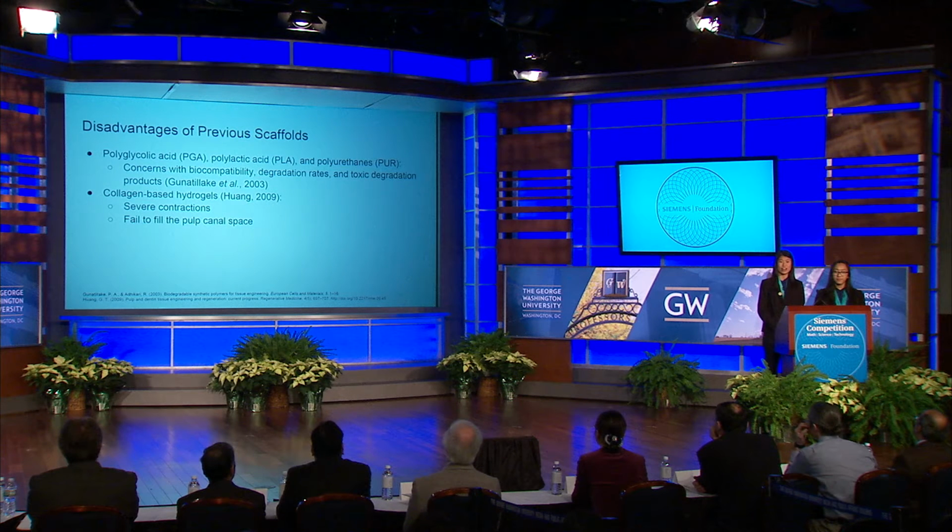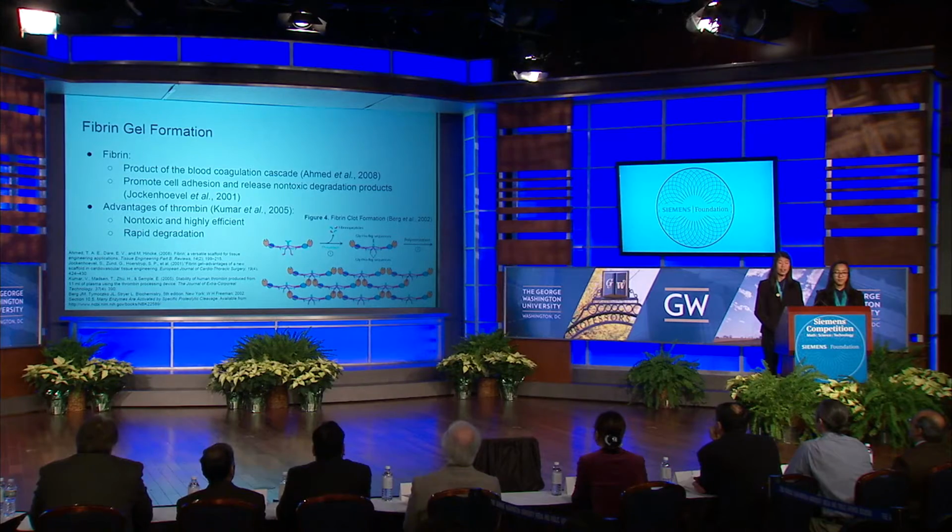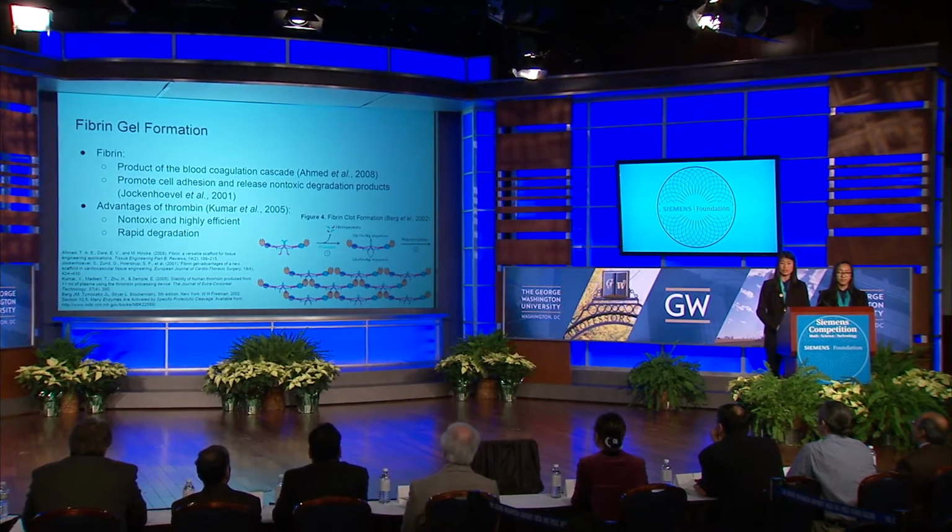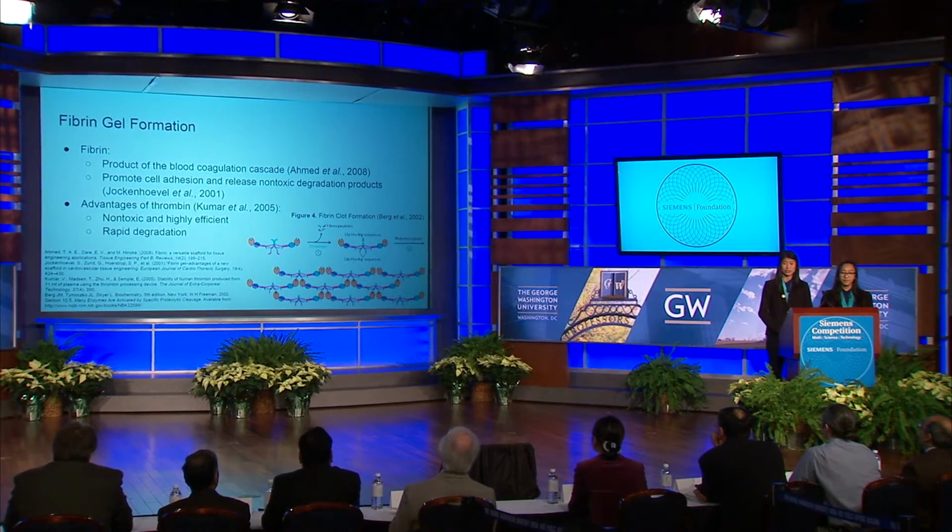Current scaffolds for differentiating dental pulp stem cells include polyglycolic acid, polylactic acid, and polyurethanes. However, these scaffolds are largely limited by concerns with biocompatibility, degradation rates, and toxic degradation products. Additionally, DPSCs failed to fill the pulp canal space when plated on collagen-based hydrogels because the cells cause dramatic contractions. Therefore, we attempted to use fibrin to facilitate the formation of pulp-like tissues.